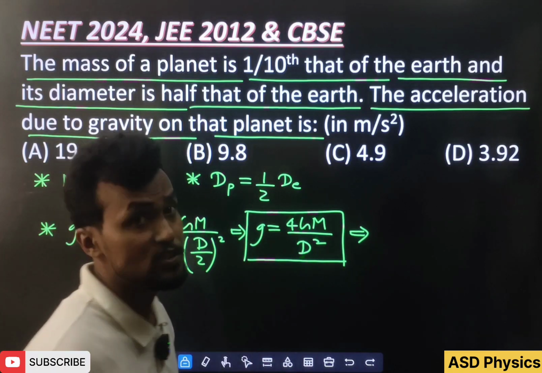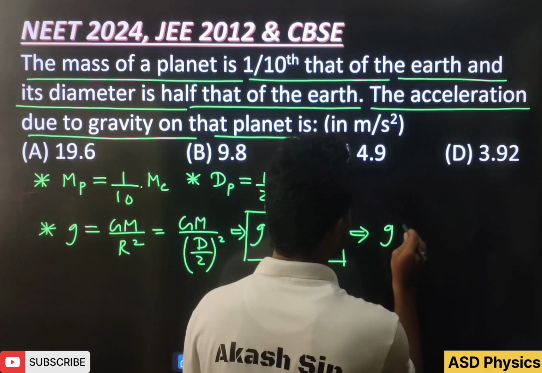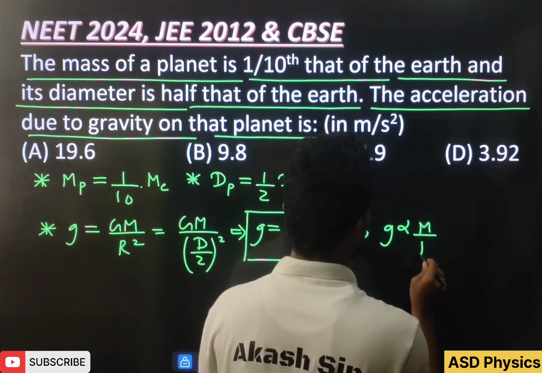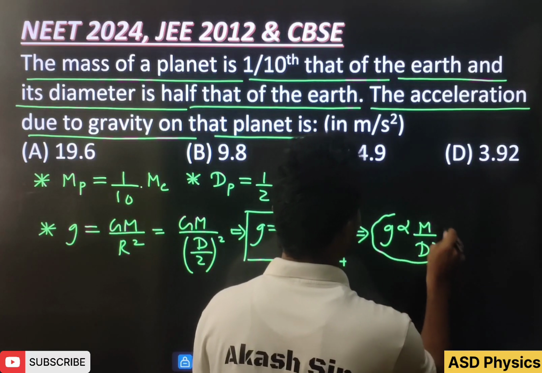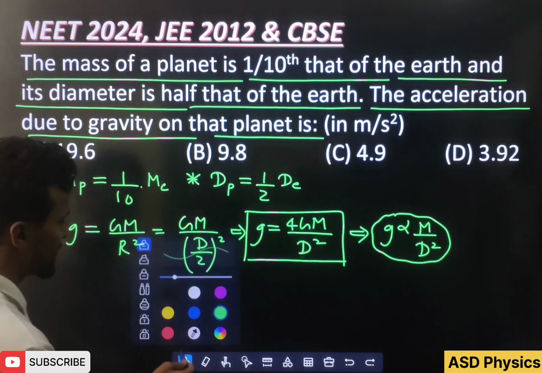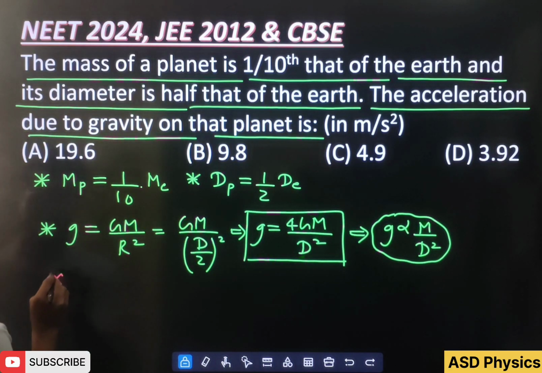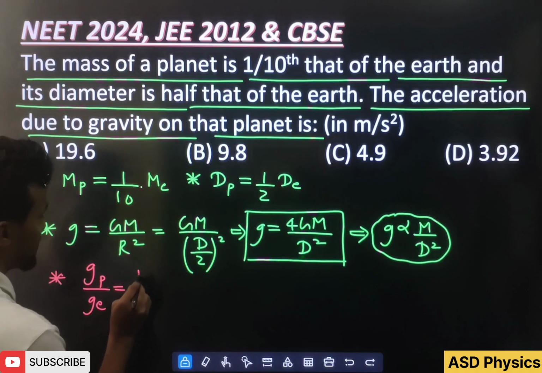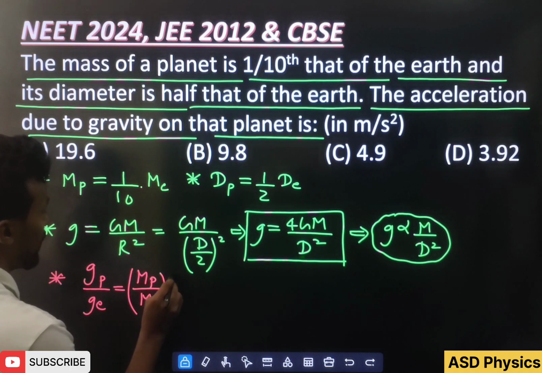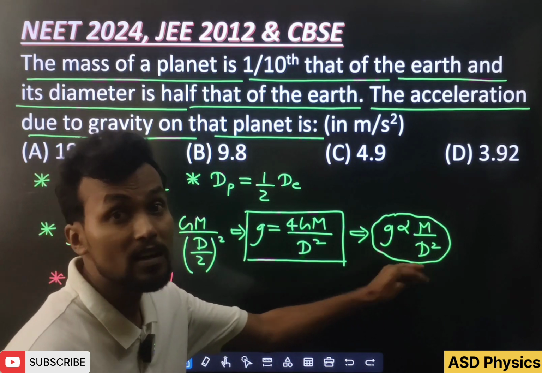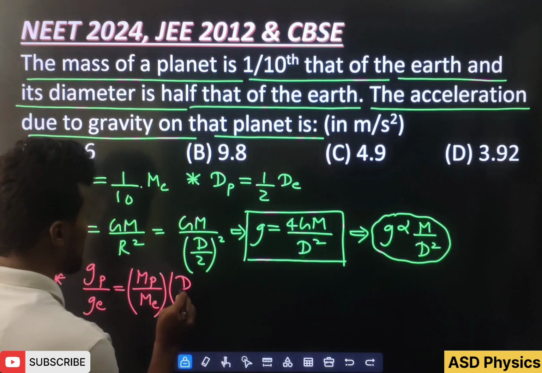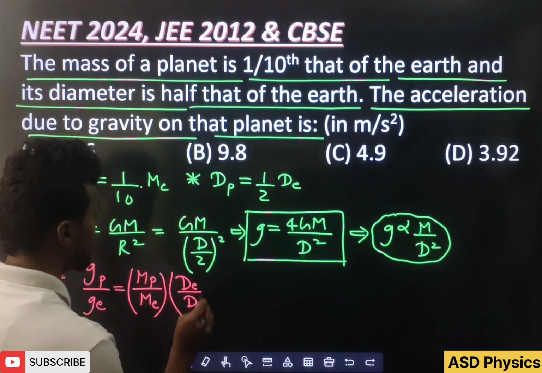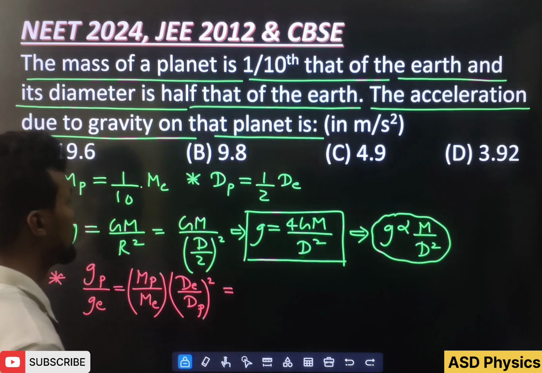This 4 is constant, G is constant. So I can write here, g is directly proportional to m by d square. Now from here we can directly make the formula. If I take the ratio, gravity on the planet by gravity on the Earth, mass is directly proportional, so we can write mp by me. After that, the diameter is inversely proportional, that means I can write de by dp whole square.